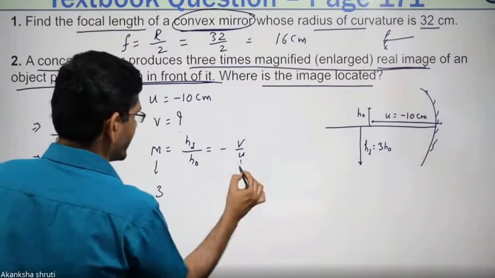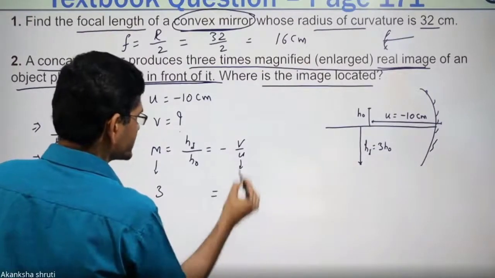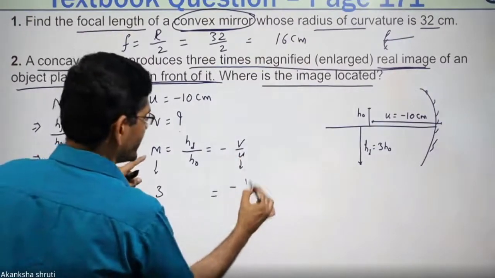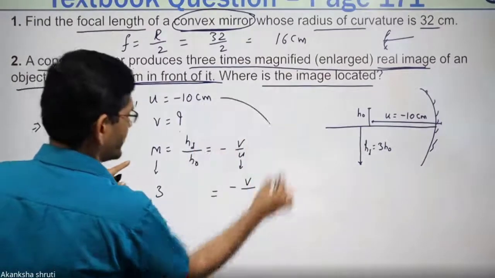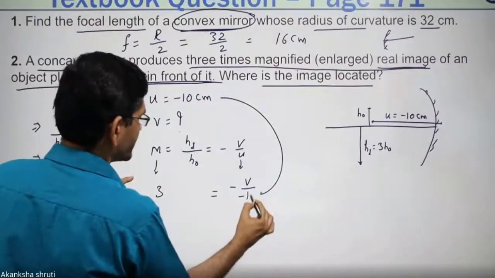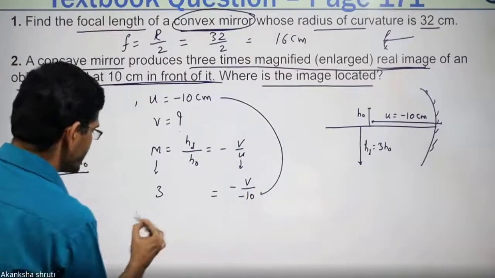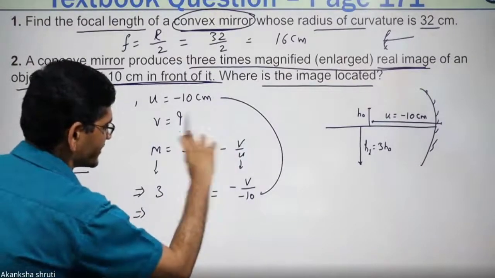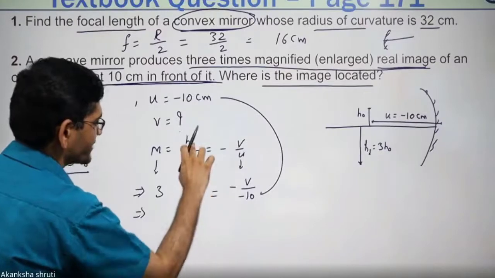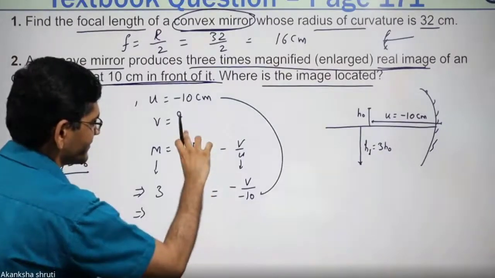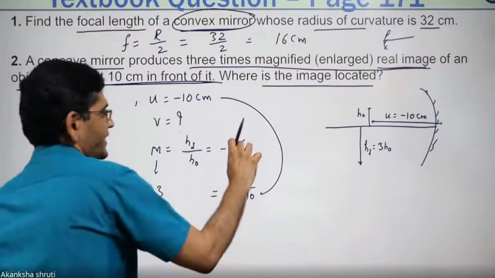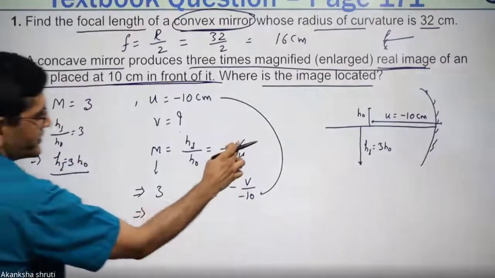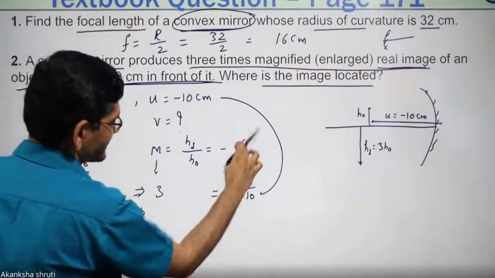And here we have to take the equal sign. V has to be determined, and U is already given as minus 10. So just by equating this, we have to choose suitably either of these ratios. If the height of object and image is given, take this one for magnification. If in terms of distance, object distance and image distance, then take this one.